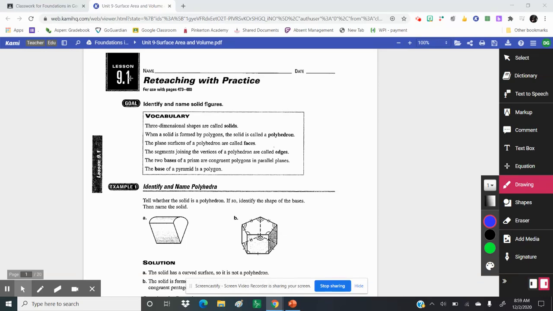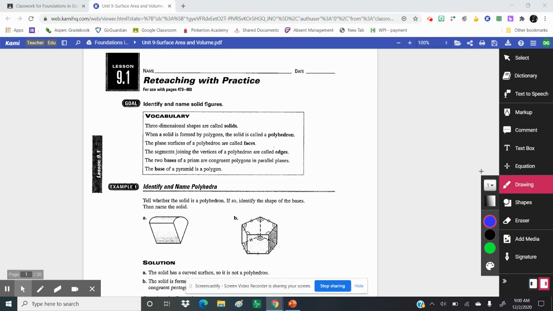All right, so lesson 9.1 is the beginning of the new unit, and we're talking about surface area and volume in this unit. So in the last unit, we talked about two-dimensional figures, so flat figures like a square, a rectangle, a trapezoid. In this section, we're going to talk about three-dimensional figures, so like a cube or something that has a height, a length, and a width. So it's going to have three dimensions.